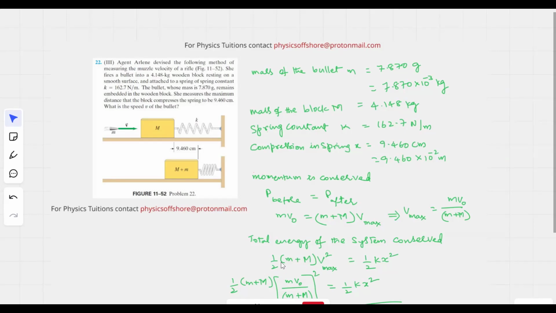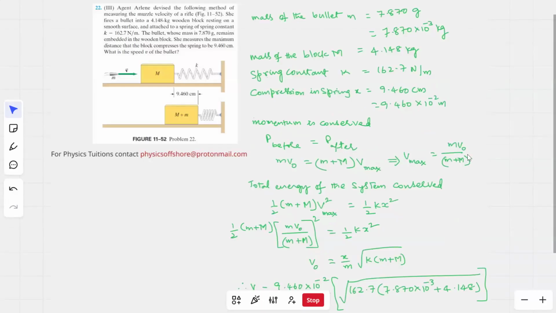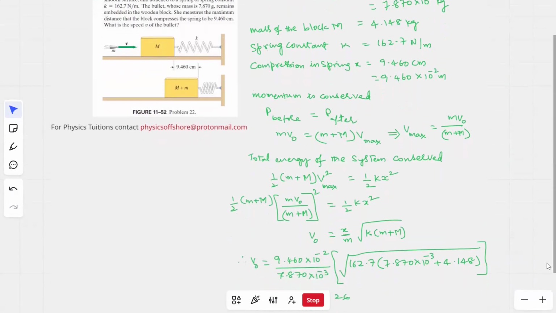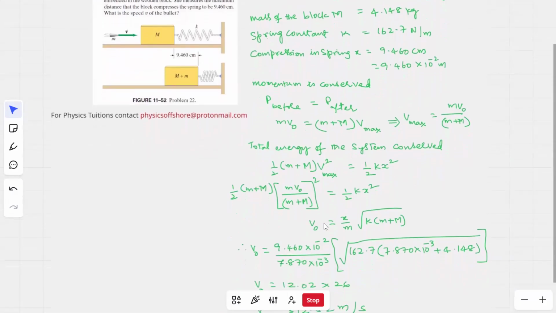So instead of m, I am substituting m plus M, the total mass. And then v max, I will substitute later. So half (m plus M) v max square is equal to half k x square. Next, what I do is I will substitute for the v max square from the momentum equation, and then I will find out the velocity of the bullet. Okay, so here is the calculation.